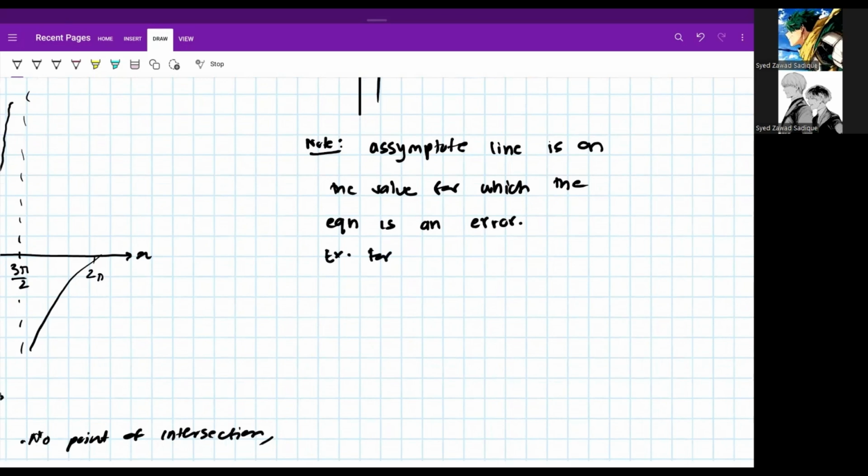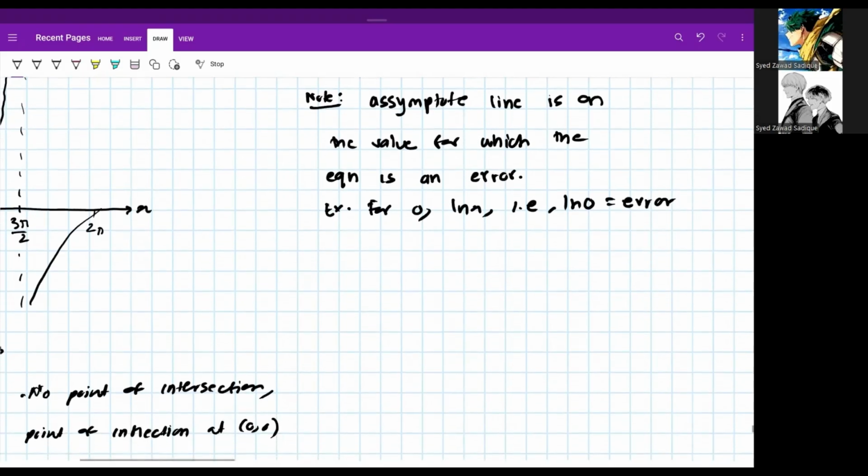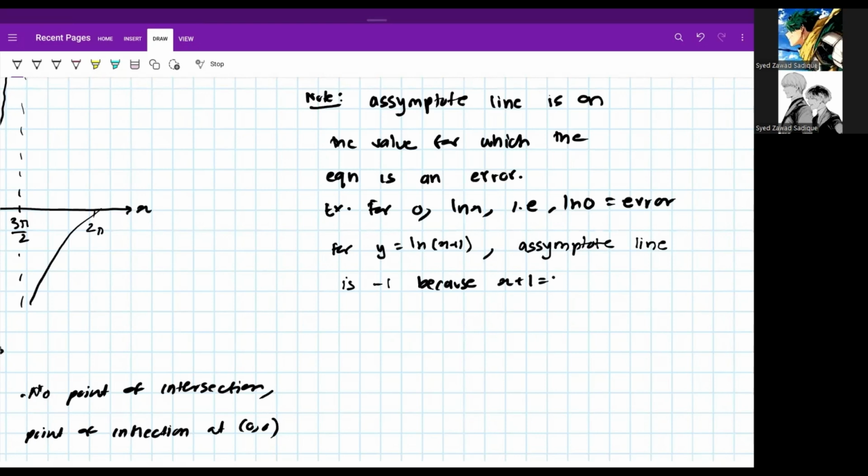Example, for ln x, that is ln 0 equals error. For y equals ln x plus 1, the asymptote line is -1, because x plus 1 equals 0, x equals -1.